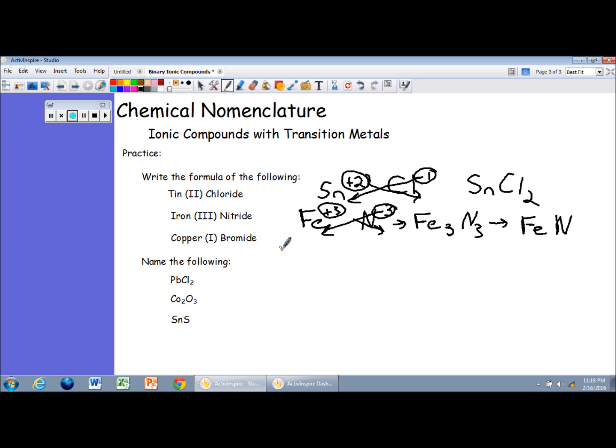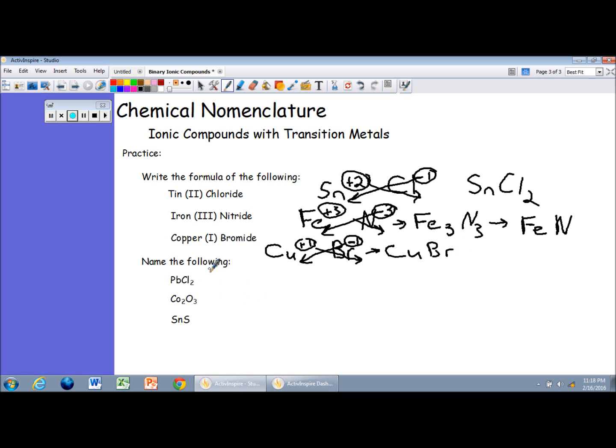Copper(I) bromide, Cu. Again, from the Roman numeral we get a +1 charge. Bromine, being a halogen, which is a group 17 nonmetal, will have a -1 charge. So if I cross, I'll get CuBr.